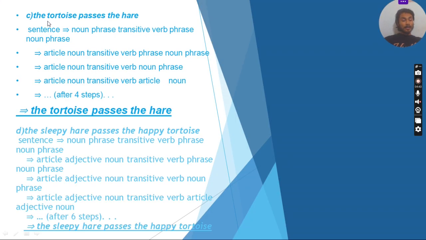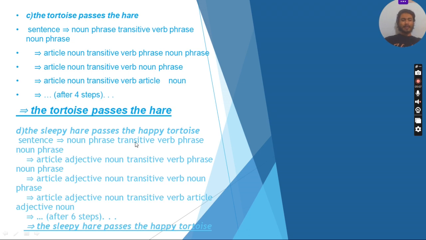We have another example: the tortoise passes the hare. As you can see, there are four universal examples for checking it out. Then we can conclude that the tortoise passes the hare is valid.